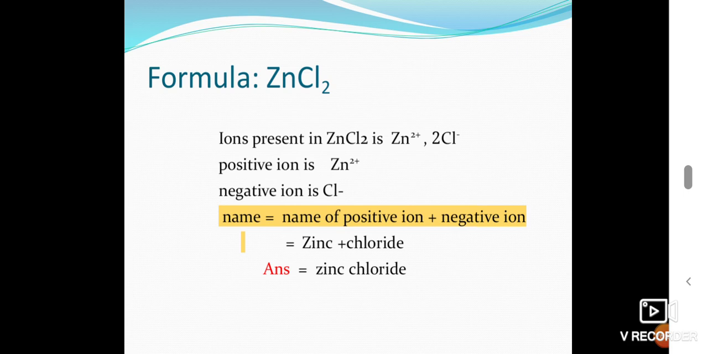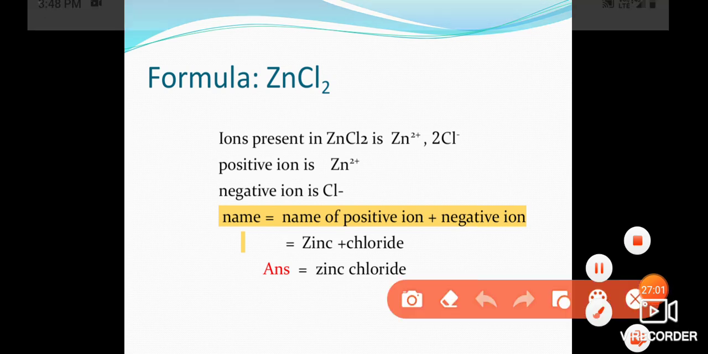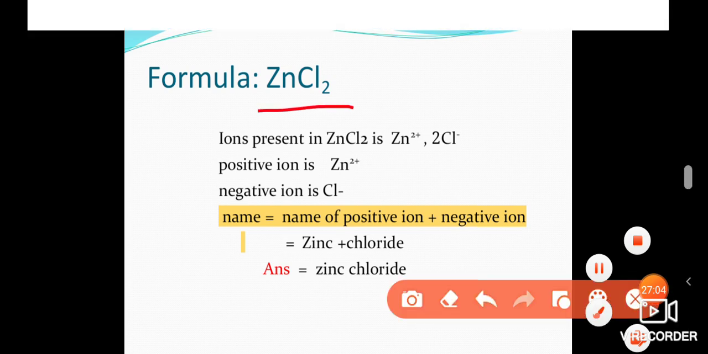And next, formula. The formula given is ZnCl2. Okay. So next we convert ZnCl2 into a name. First step is to find out the ions present in the given formula. So ZnCl2 is made up of a positive and a negative ion. What is the positive ion? Here what is a metal? Zn. Zinc is a metal. So zinc forms a positive ion. What is the valency of zinc? The valency of zinc is 2. So zinc forms the Zn2+ ion.